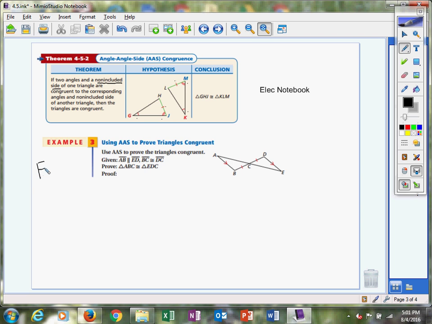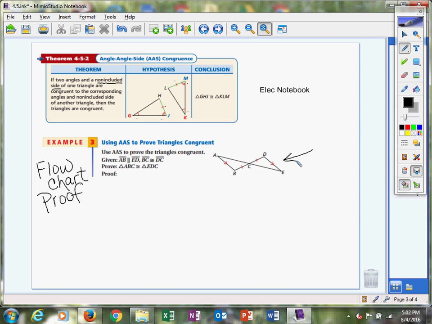Now example 3, as I was looking at your book, they did the flowchart proof, and I don't know if we do need to kind of review that. I don't know if you're feeling like you remember how to do this, but I'm going to walk you through it. We're going to use angle, angle, side to prove these triangles congruent here in this figure, okay? And I'll walk you through it. You can see what's given. Segment AB is parallel to ED, and segment BC is congruent to segment DC, and we're supposed to prove that triangle ABC is congruent to triangle EDC.